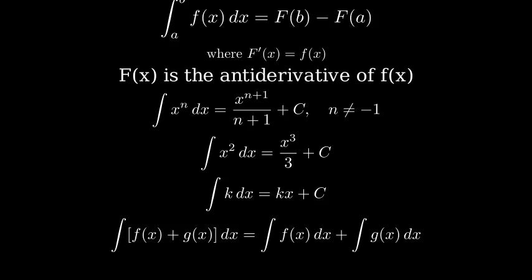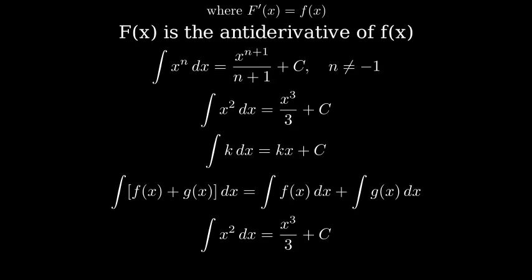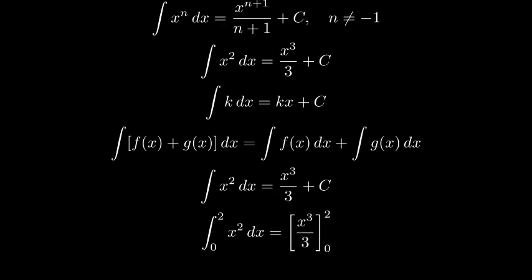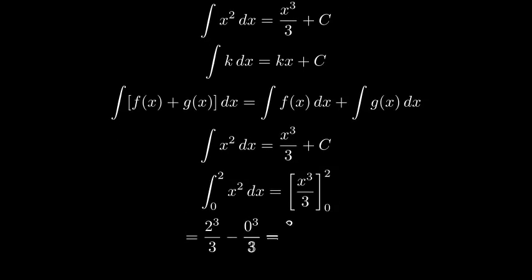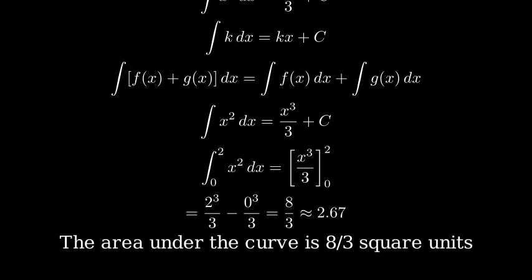Let's go back to our example and solve the integral from 0 to 2 of x squared dx. Using the power rule, we find that the antiderivative of x squared is x cubed over 3 plus c. Applying the fundamental theorem of calculus, we evaluate this antiderivative at the upper and lower limits. The result is 2 cubed over 3 minus 0 cubed over 3, which equals 8/3, or approximately 2.67. So the area under the curve of f of x equals x squared from x equals 0 to x equals 2 is 8/3 square units.